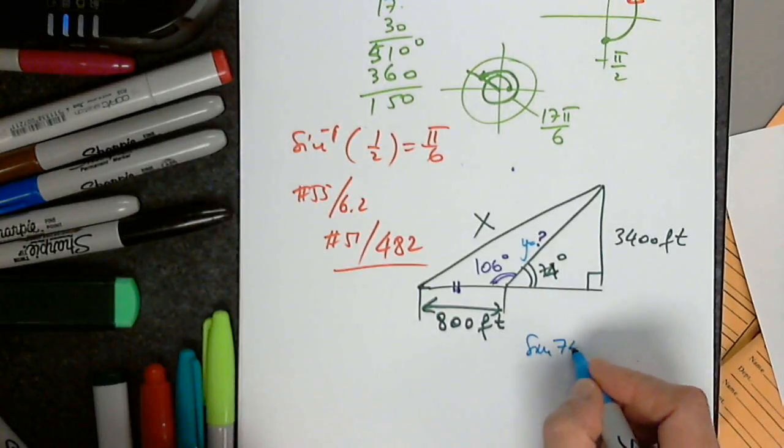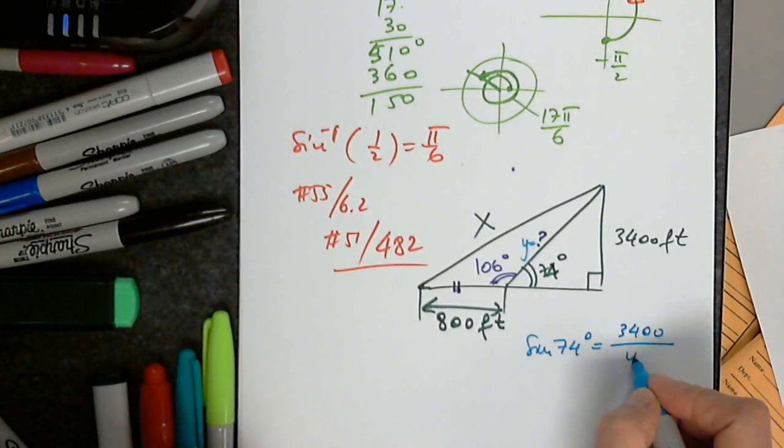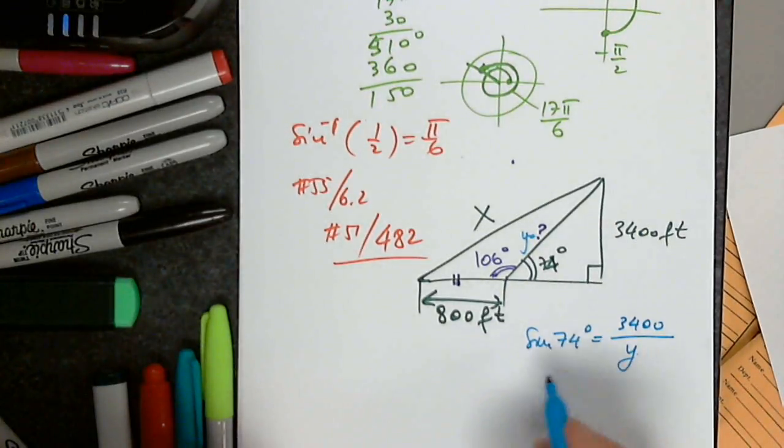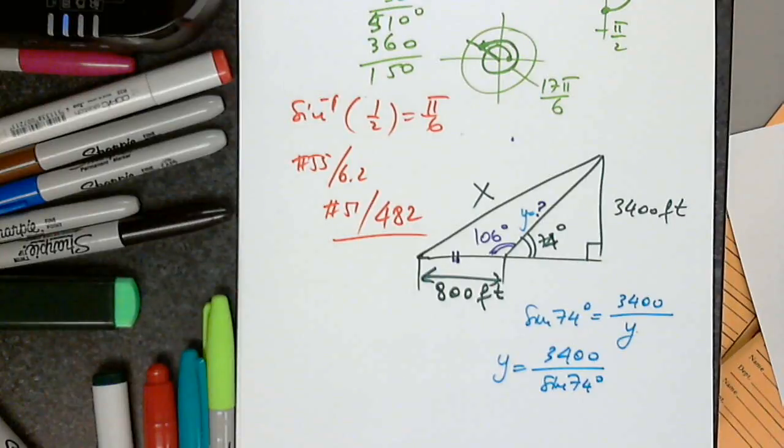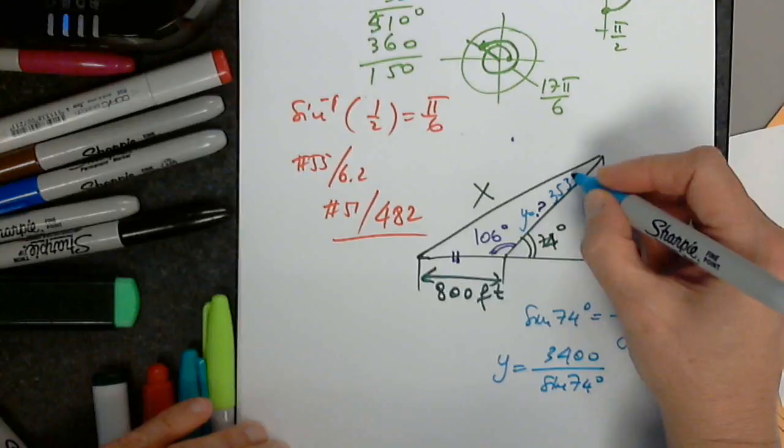Very good. Sine 74 degrees equals 3,400 divided by y. Cross multiply, y equals 3,400 divided by sine 74 degrees. Very good. So let's determine y. So 3,400. Are we in agreement with this, everyone? Perfect. Divided by sine 74 degrees. Close. And I got 3537. So y is 3537.